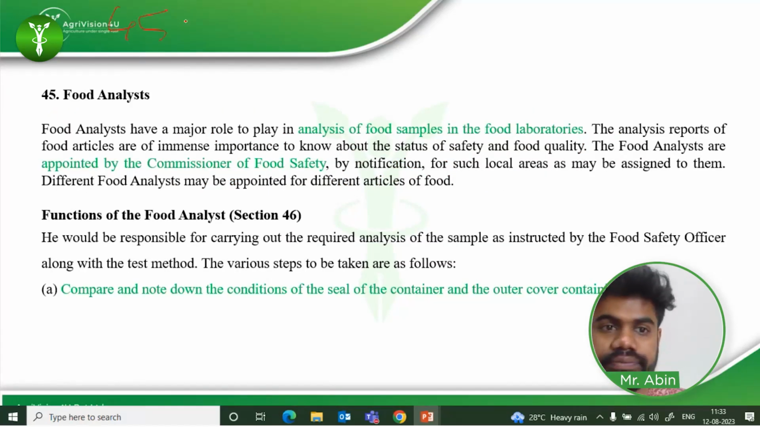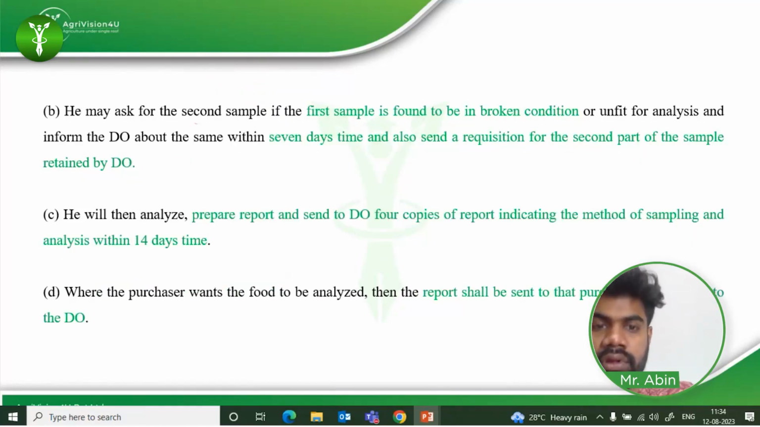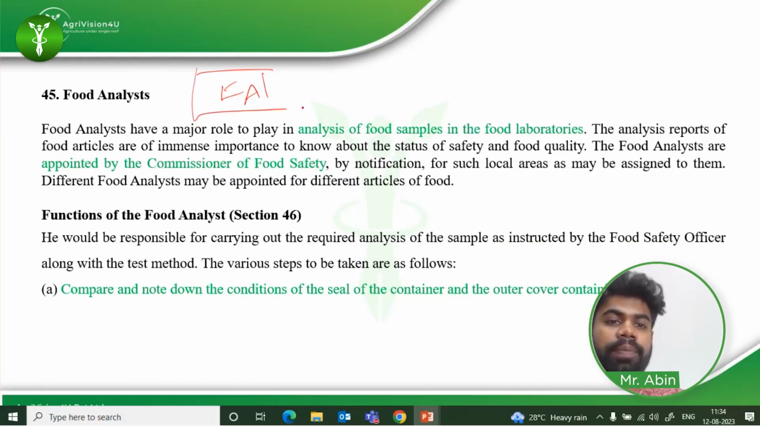45 is for food analysts. So food analysts have a major role to play in analysis of food samples in the food laboratories. Analysis reports of food articles are of importance to know the status of safety and food quality. And a food analyst will be appointed by the Commission of Food Safety by notification for such local areas.